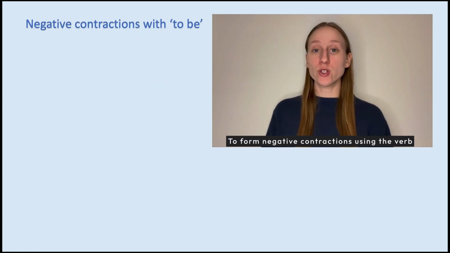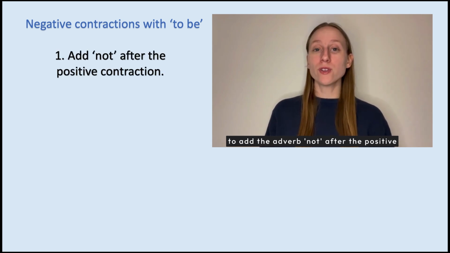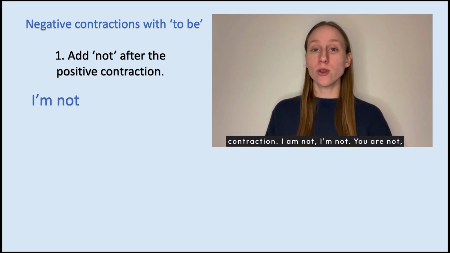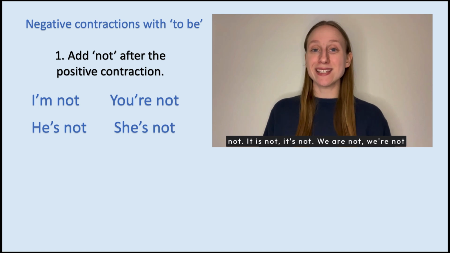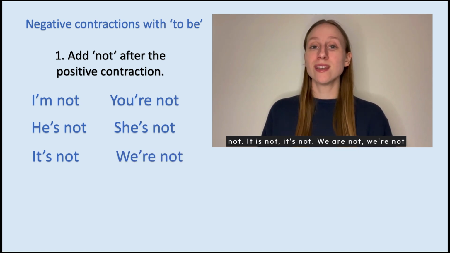To form negative contractions using the verb to be, we can do it two ways. The first way is to add the adverb not after the positive contraction. I am not, I'm not. You are not, you're not. He is not, he's not. She is not, she's not. It is not, it's not. We are not, we're not. And they are not, they're not.